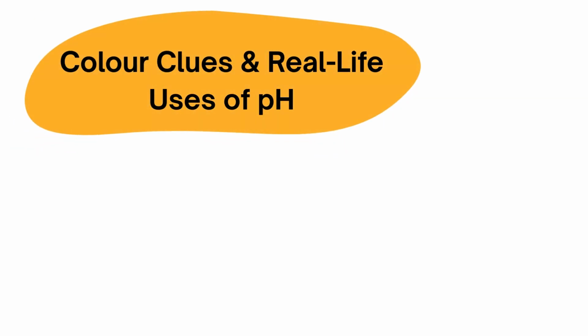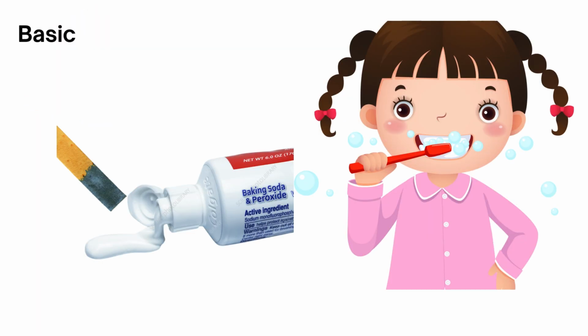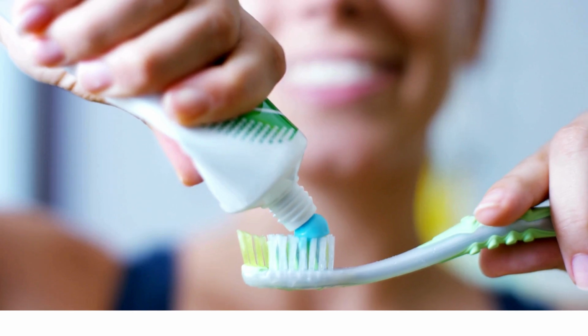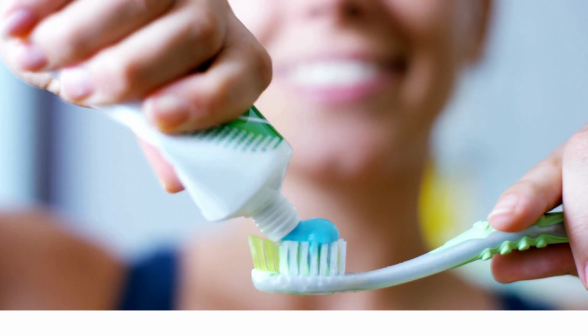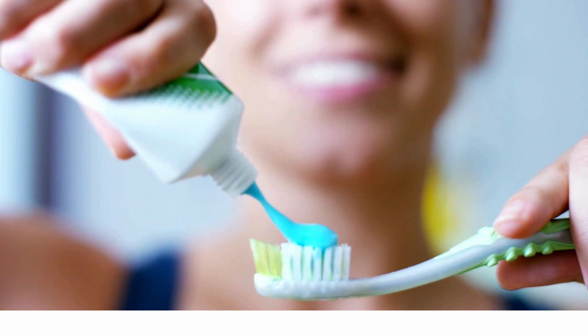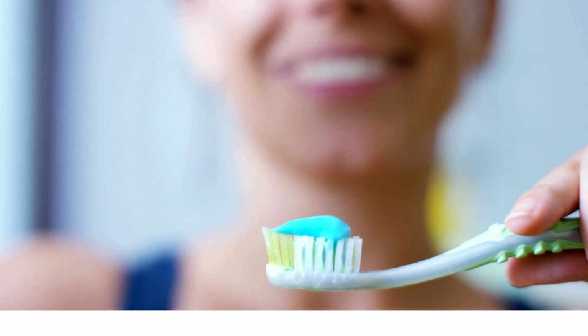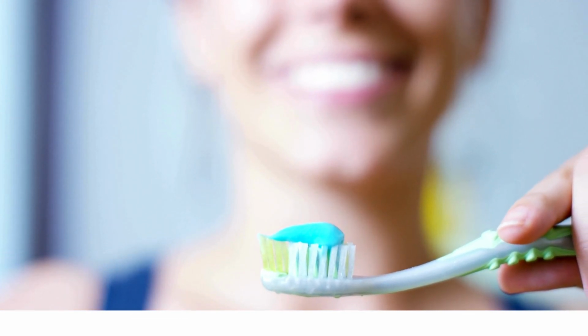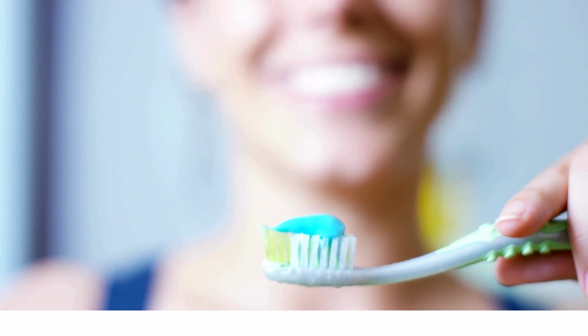You might be wondering, where else does pH play a role in real life? Toothpaste. Toothpaste is slightly basic. It helps neutralize the acids made by bacteria in our mouth after we eat sweets. That's why brushing helps protect our teeth from cavities.